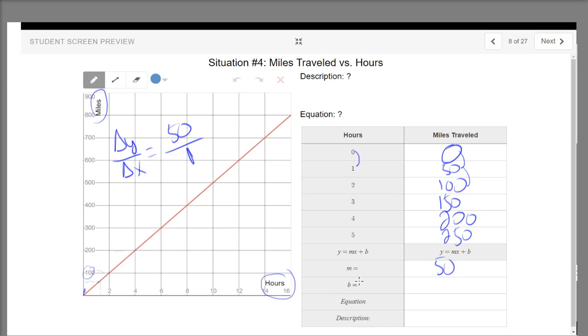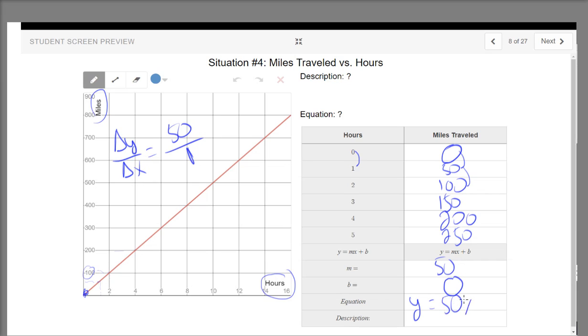All right, the y-intercept, you can look at the table. When x is 0, that's your y-intercept. You can look at it, it crosses the y-axis at 0. So your y-intercept is 0, and you just put it all together. The equation is y is equal to 50 every hour.